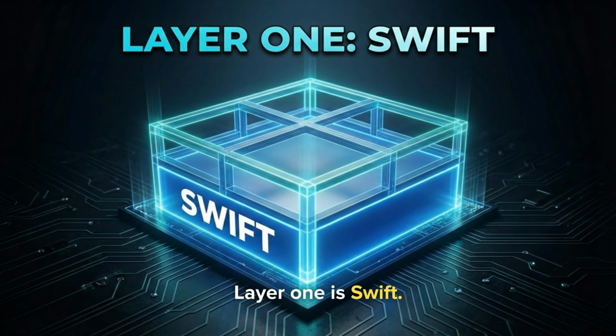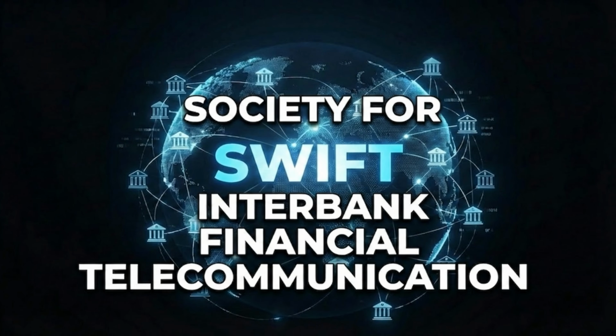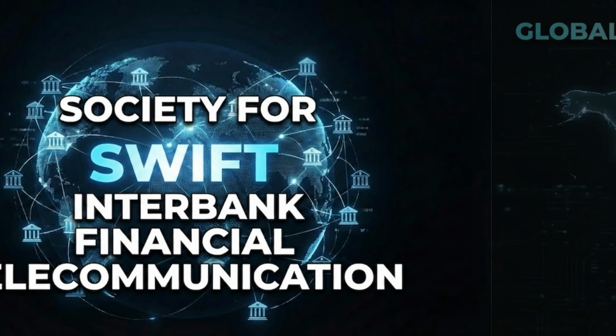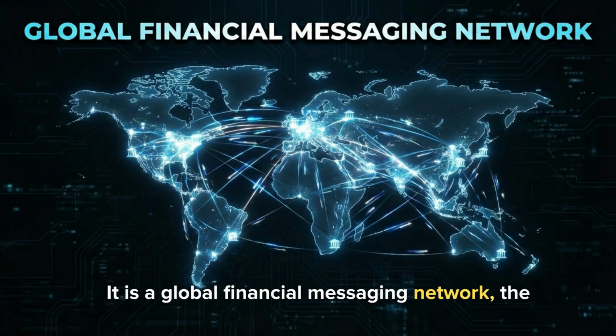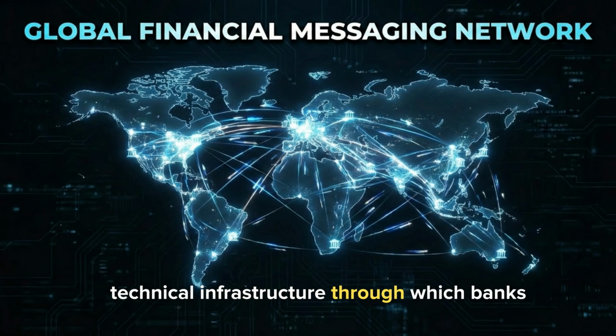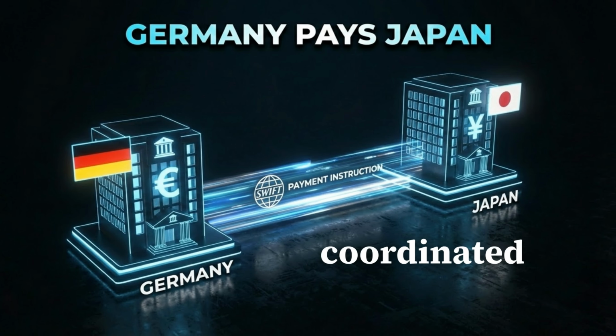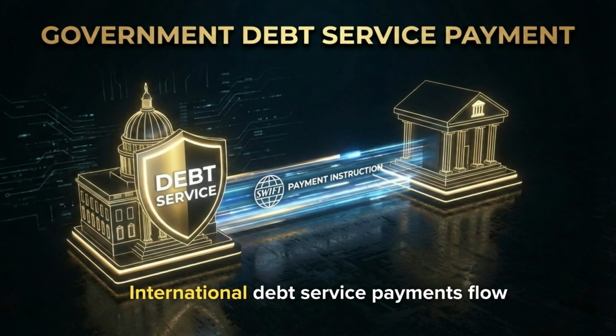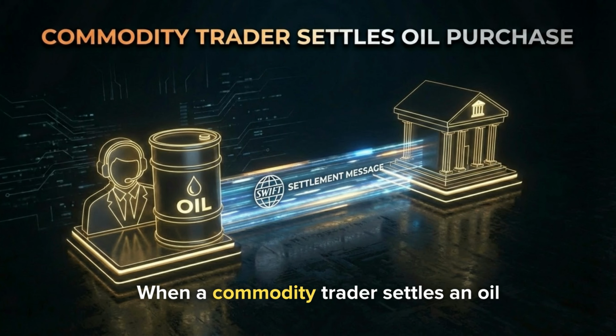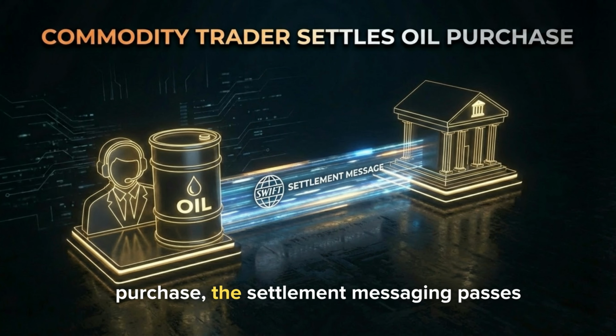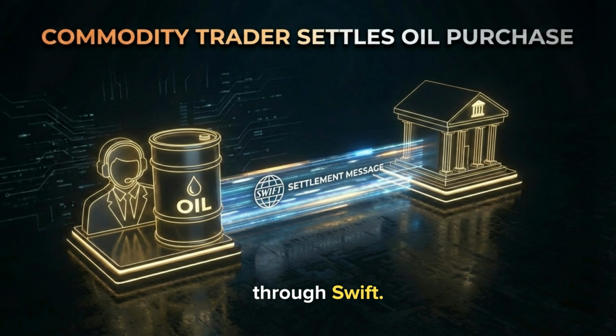Layer 1 is SWIFT. SWIFT stands for the Society for Worldwide Interbank Financial Telecommunication. It is a global financial messaging network, the technical infrastructure through which banks communicate for international transactions. For example, when a company in Germany pays a supplier in Japan, that transaction is coordinated through SWIFT messaging. International debt service payments flow through SWIFT. When a commodity trader settles an oil purchase, the settlement messaging passes through SWIFT.